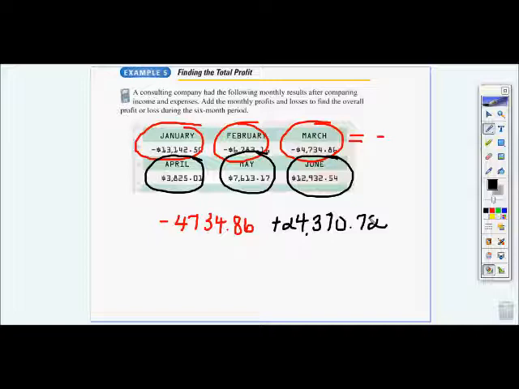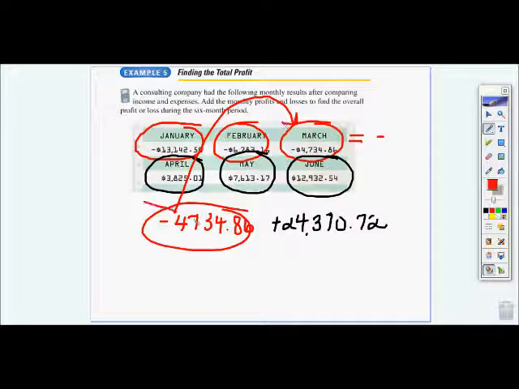Now I have different signs, so I'm going to find the difference. So with my calculator showing 24,370 and 72 cents, I can just simply subtract $4,734.86, and I should end up with, I must have did one of my additions wrong. Oh, my one here was simply my last one.